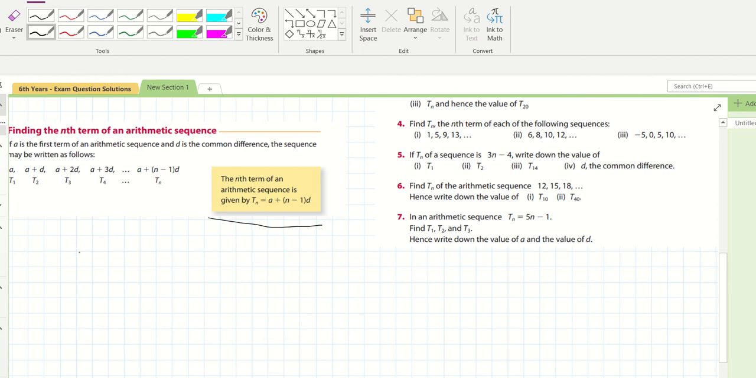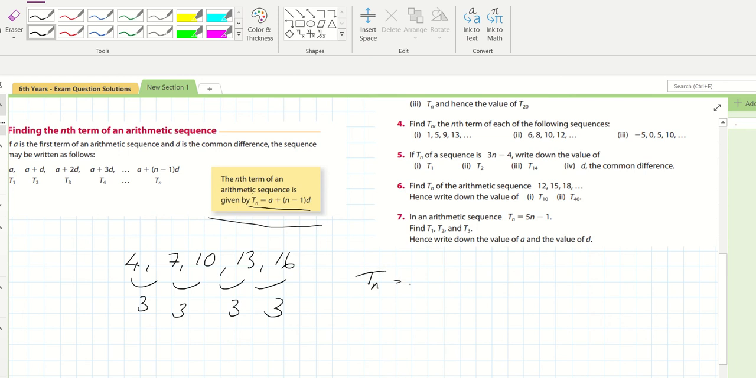So arithmetic sequences are those sequences where the difference is constant. So for example, you could have something like 4, 7, 10, 13, 16, and so on. So the difference here between all of these is 3. Okay, so that means it's an arithmetic sequence, which means we can use this formula up here. Okay, and that is T of n is equal to A plus n minus 1 times D.